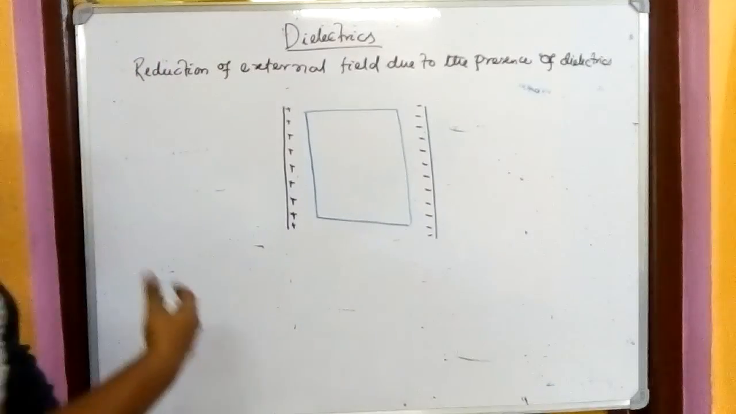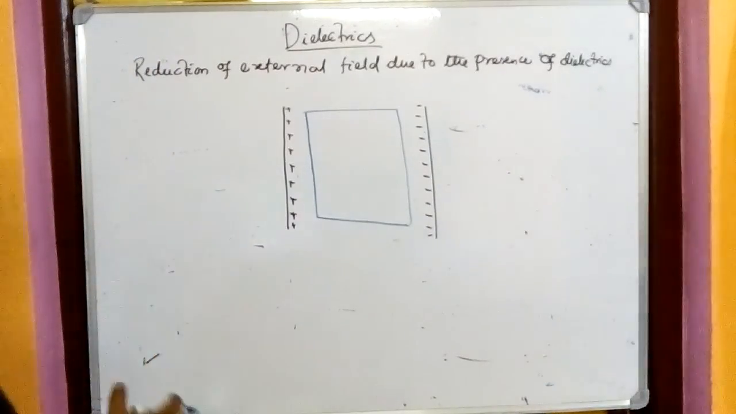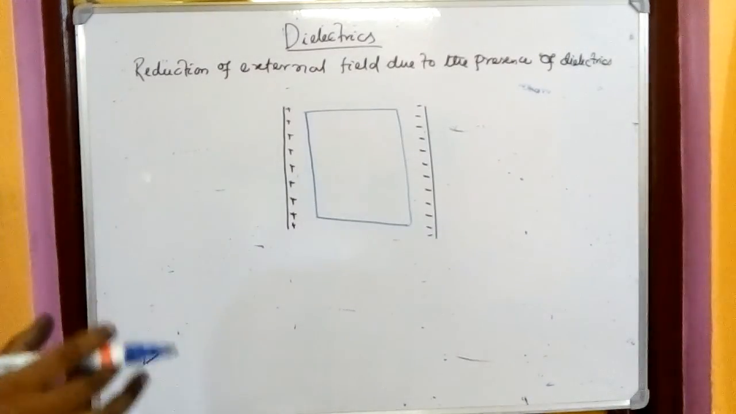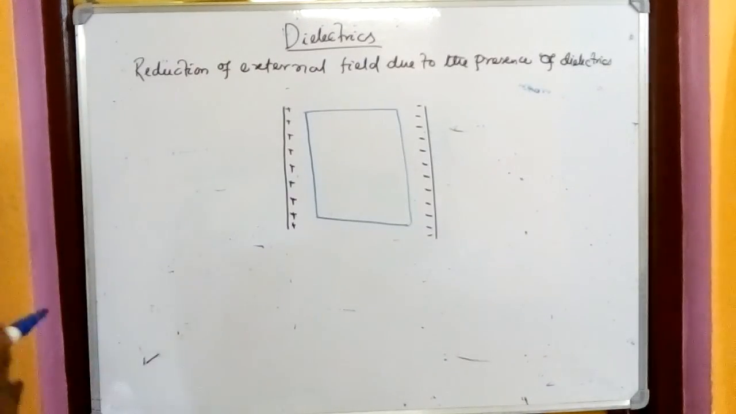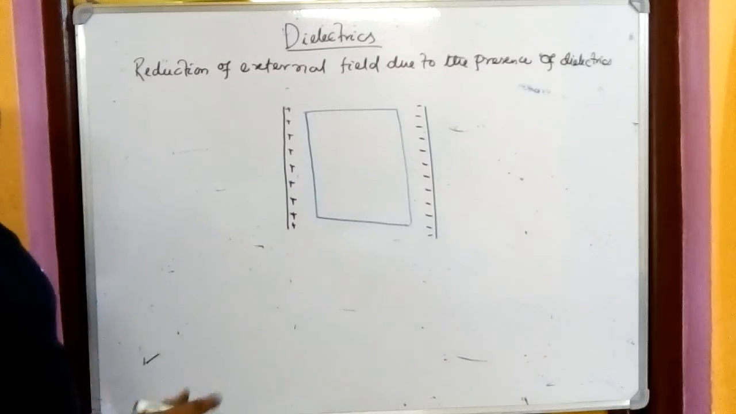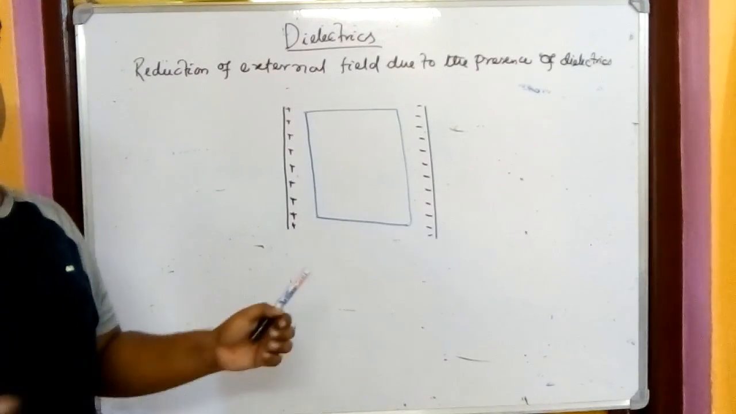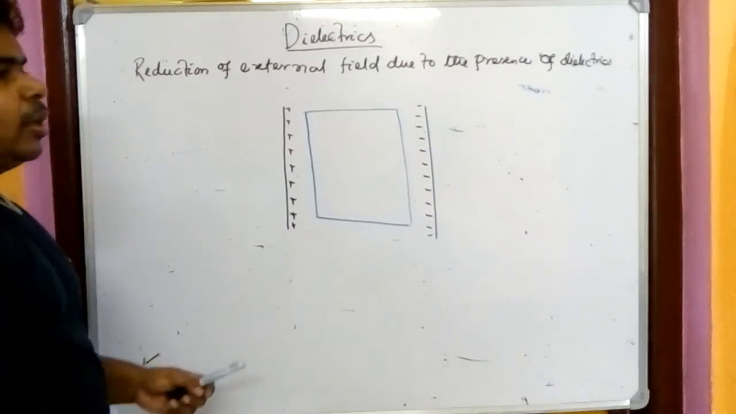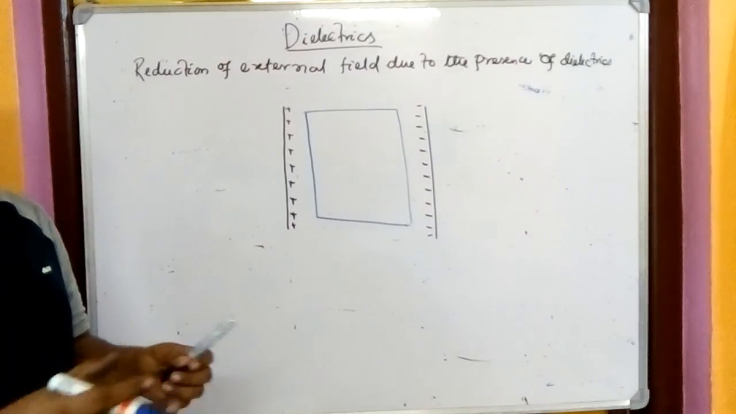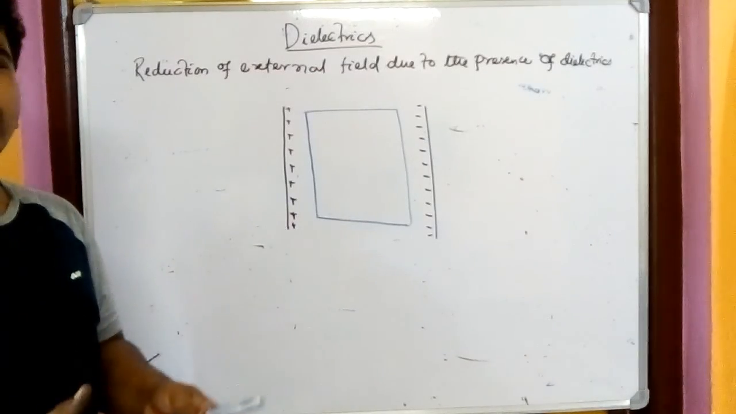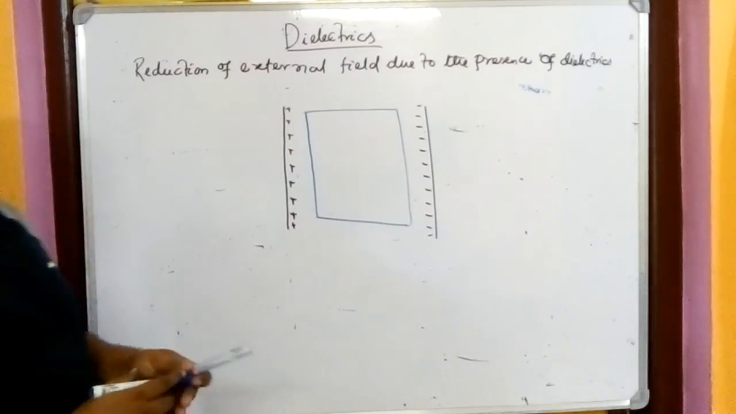polarization. If I take polar, then the polarization will be more, and if I am taking a non-polar dielectric, then the polarization will be less, because for polar it is already a dipole, and due to the presence of electric field it is increased, and for non-polar, initially there is no dipole. Due to the presence of electric field, a smaller polarization is created.